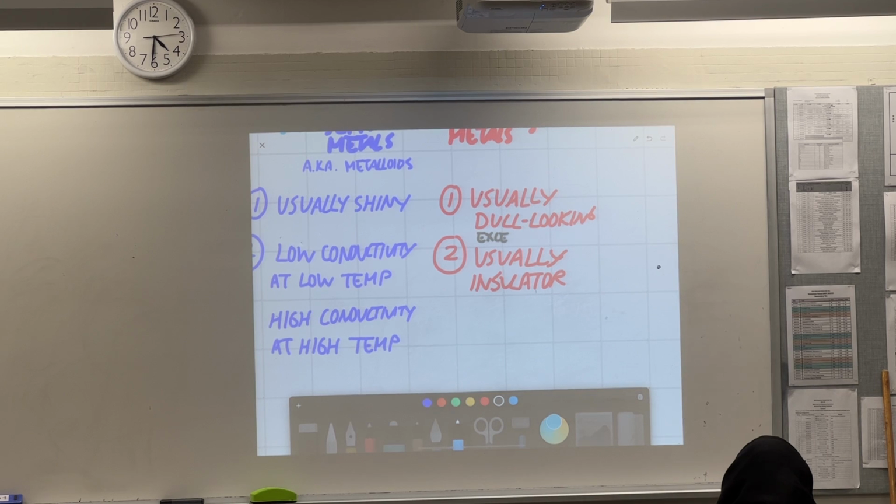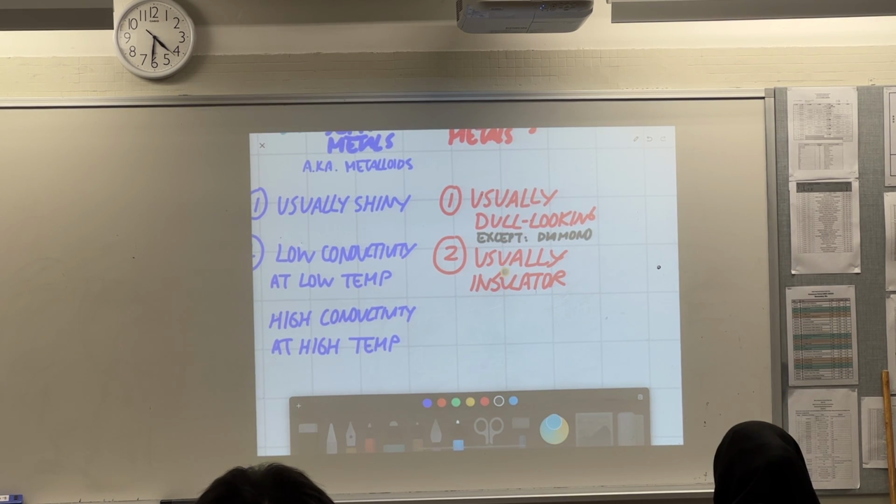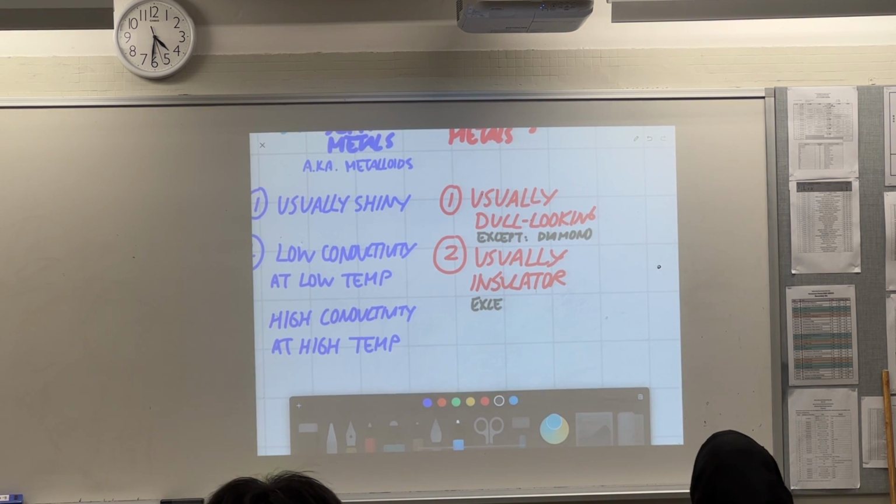Can you put down a major exception to the fact that they are usually dull-looking? Except diamond. Diamond is certainly not dull-looking. And what about another non-metal that you can think of that serves as an exception to this rule? Graphite. Yes, except graphite.